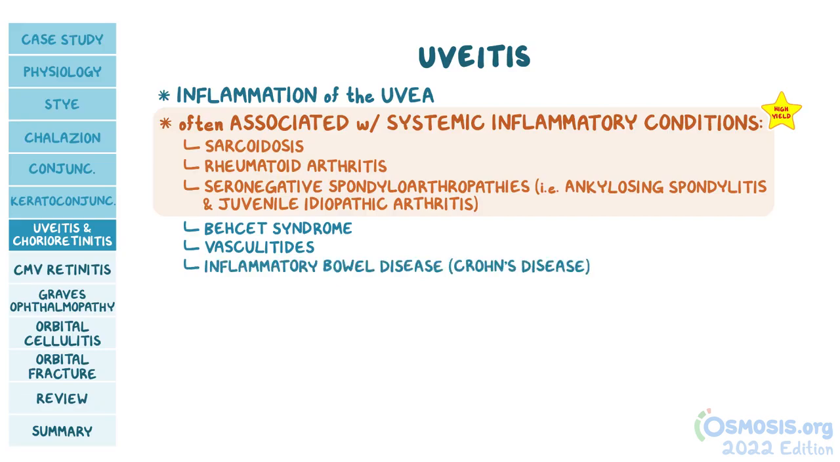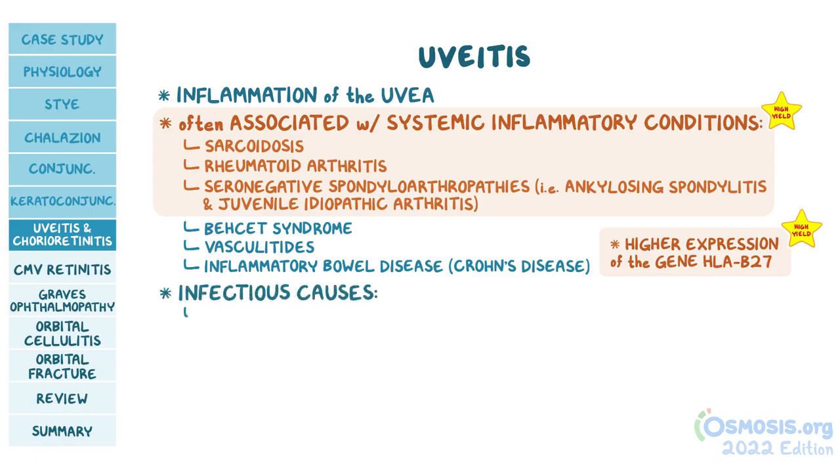These inflammatory conditions are also associated with a higher expression of the gene human leukocyte antigen B27, which encodes for a specific type of major histocompatibility complex class 1 molecule. Infectious causes, including brucellosis, tuberculosis, leptospirosis, and Lyme disease, are also possible.